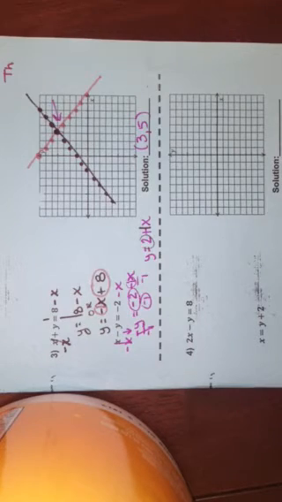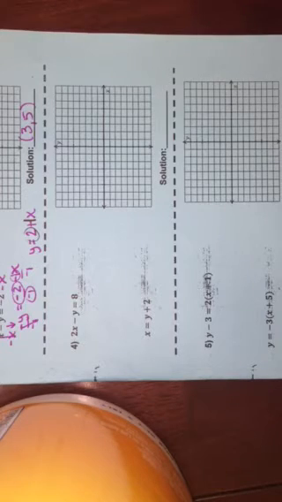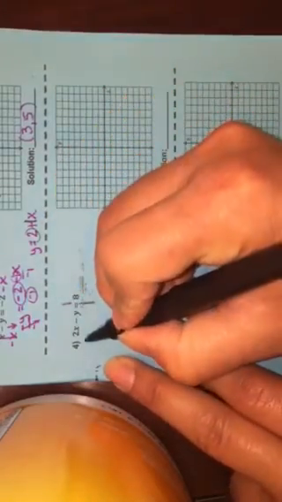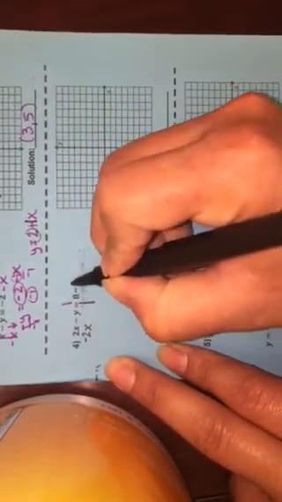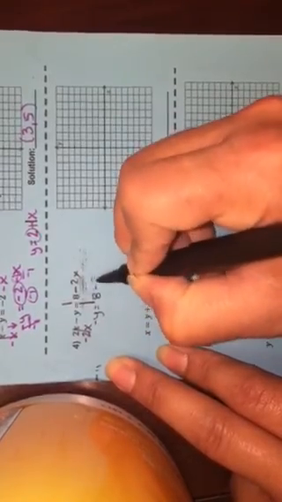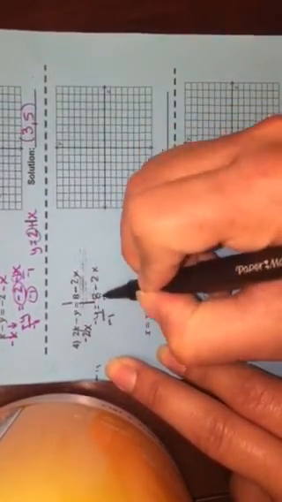Okay, let's go to number 4. So number 4, the top one is in standard form. The other one, it's not in any format. So we still just have to solve both of them for y. So on the top one, we remove the number with the x first. We have negative y equals 8 minus 2x. Divide everybody by negative 1.